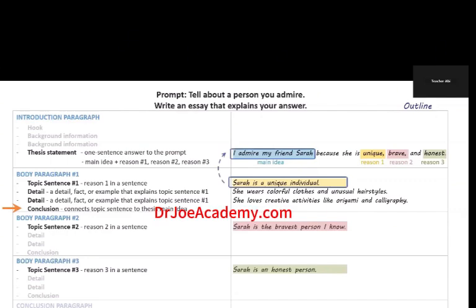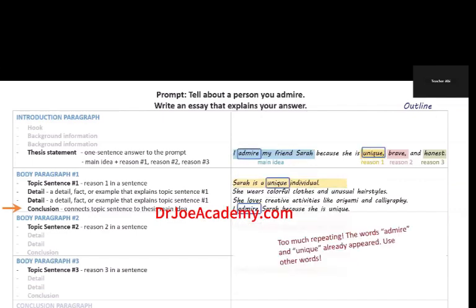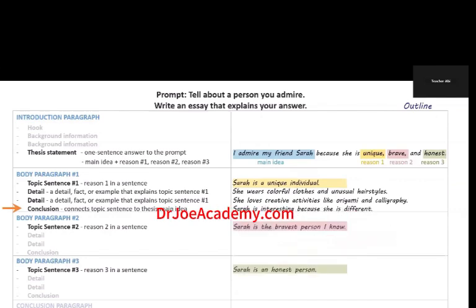So we could write the conclusion sentence, I admire Sarah because she's unique, but we want to avoid repeating the words admire and unique too much in our essay. So we can rephrase that just a little. Sarah is interesting because she is different. Now let's move on to body paragraph 2. The topic sentence reads, Sarah is the bravest person I know.